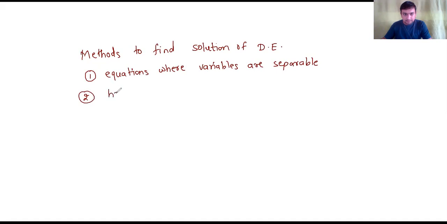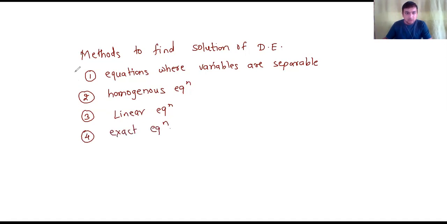The second method is homogeneous equations. The third one is linear equations, and the fourth one is exact equations. So there are different methods to find the solution of these types of equations. There can be equations where variables are separable. That means you can bring all the x terms to the LHS and all the y terms to the RHS. You can separate the variables.